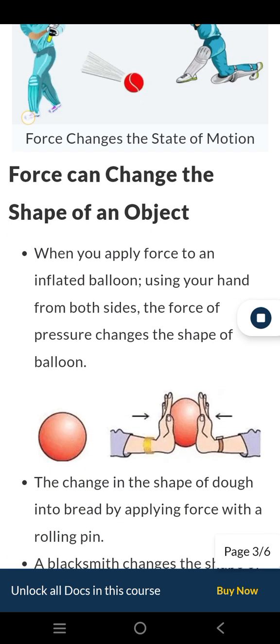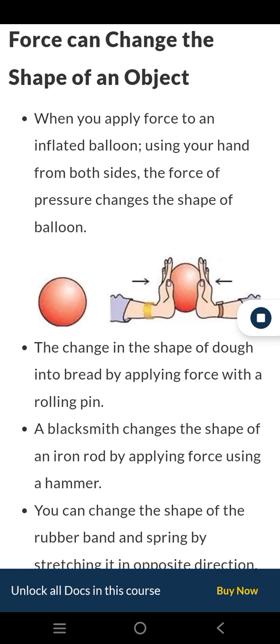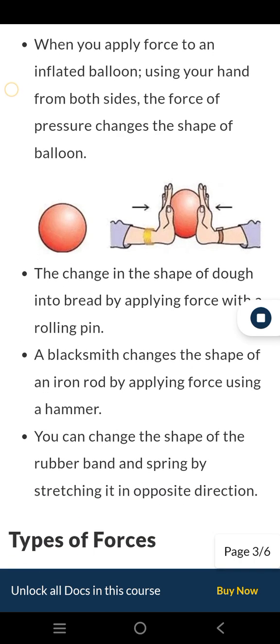Force can change the shape of an object. When you apply force to an inflated balloon using your hand from both sides, the force of pressure changes the shape of the balloon. The change in the shape of dough into bread by applying force with a rolling pin. A blacksmith changes the shape of an iron rod by applying force using a hammer. You can change the shape of a rubber band and spring by stretching it in opposite directions.